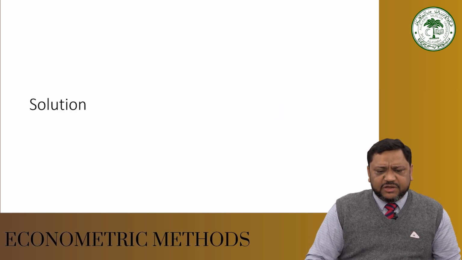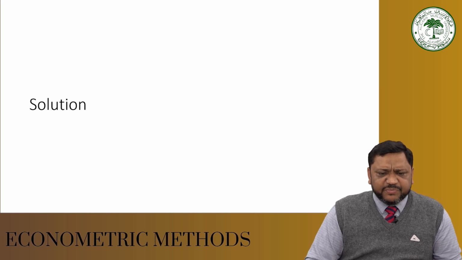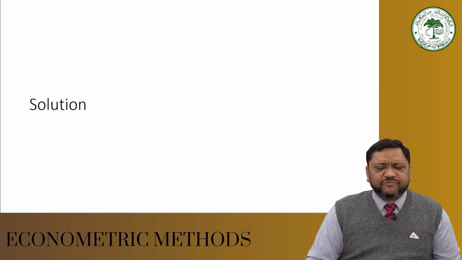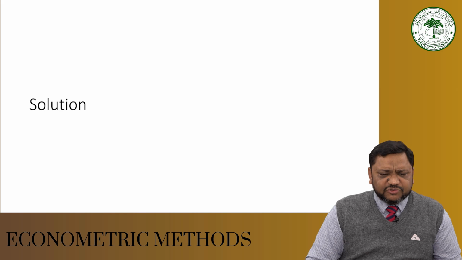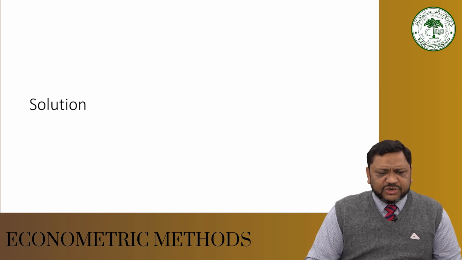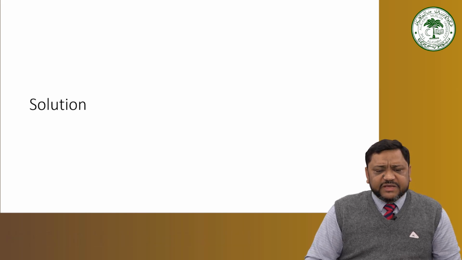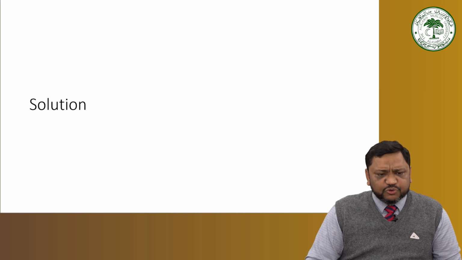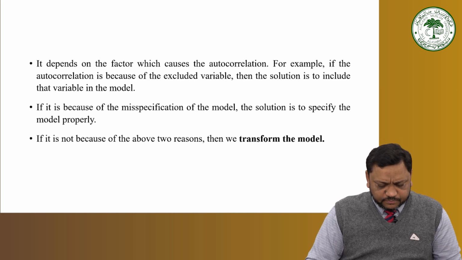Now we have seen why autocorrelation happens, what happens because of it, what the types of autocorrelation are, and how to identify it. Now we come to the next thing, that is, what is the solution for it.